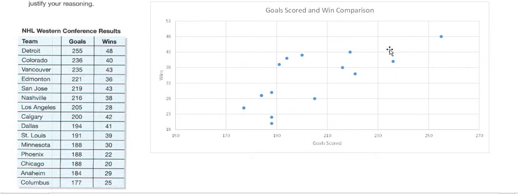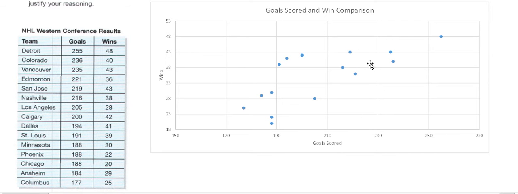This dot here, this data point is 43 wins. So this data point would be a team with 43 wins. It could be Vancouver or it could be San Jose. We could find out which team it is by looking at approximately the number of goals scored. This team had approximately 235 goals scored, whereas this team had approximately 220 goals scored.